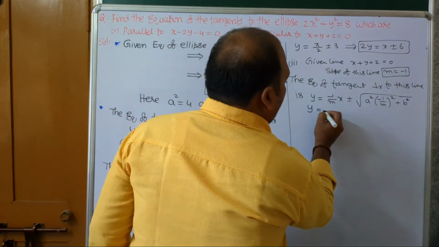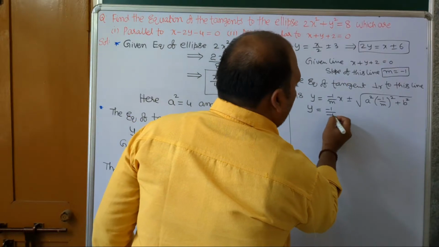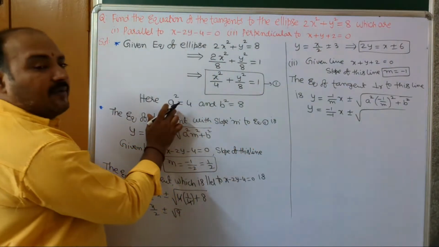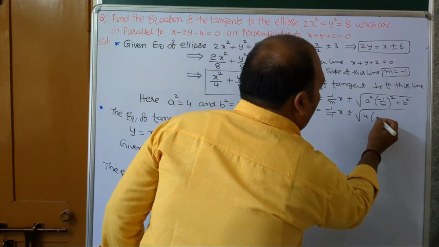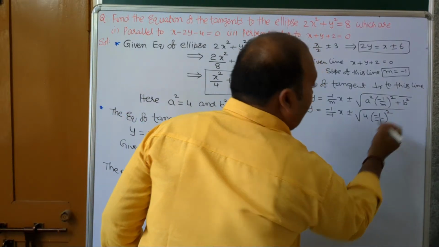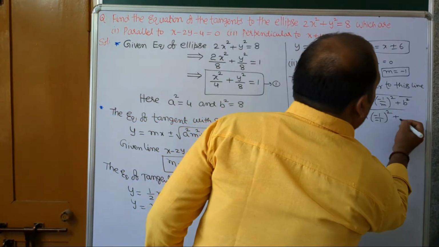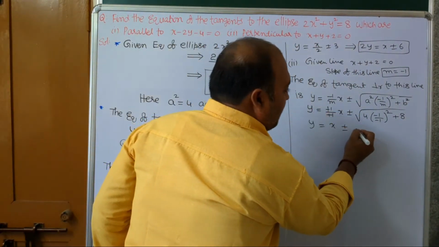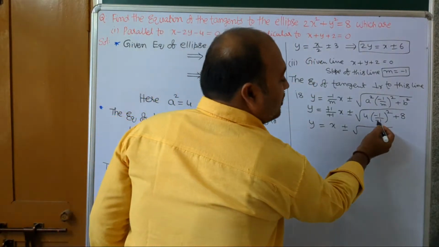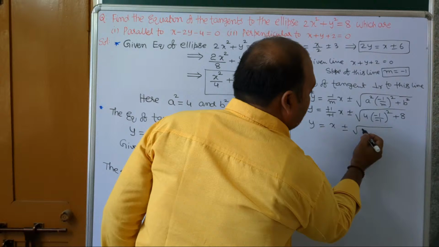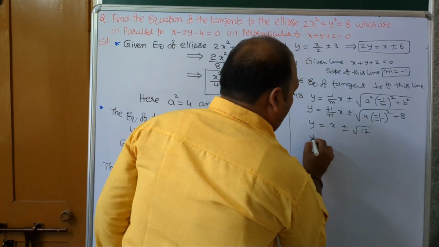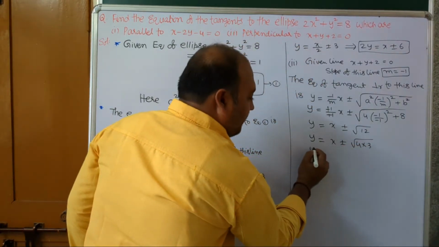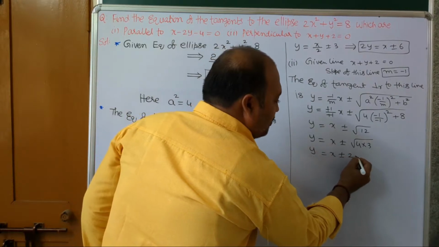So y equal to minus 1 by m value minus 1 into x plus or minus root over a square value 4 minus 1 by minus 1 whole square, m value minus 1 plus b square value 8. So y equal to minus, minus gets cancelled, x plus or minus root over minus 1 squared is 1 only, 4 plus 8, 12. 12 we can write it as y equal to x plus or minus 4 into 3, 4 we can take outside, y equal to x plus or minus 2 root 3.